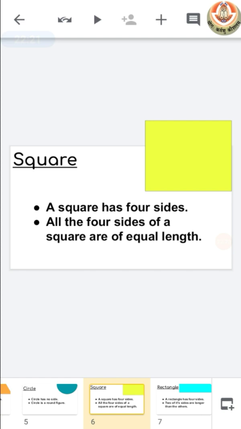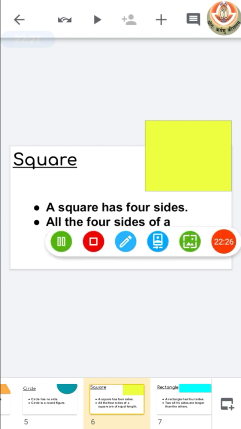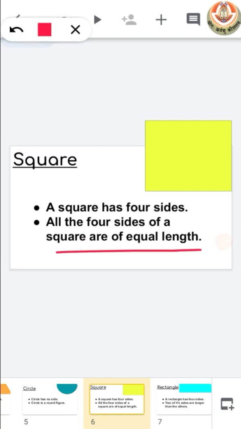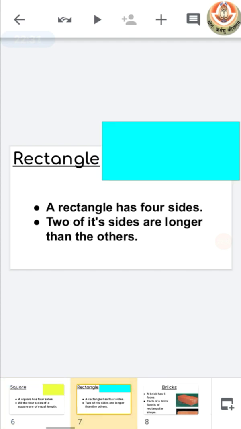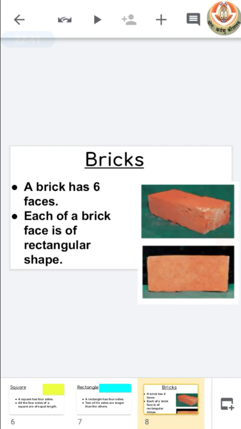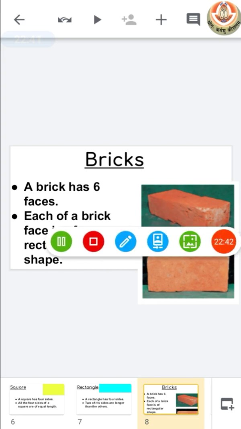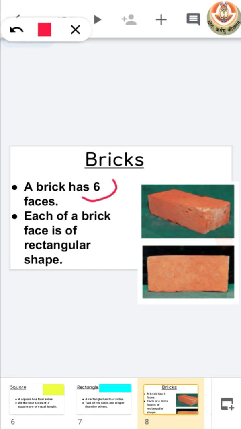A square has 4 sides and all of its sides are of equal length. A rectangle has 4 sides, but 2 of its sides are longer than the other sides. A brick has how many faces? 6 faces, and each of its faces is of rectangular shape.